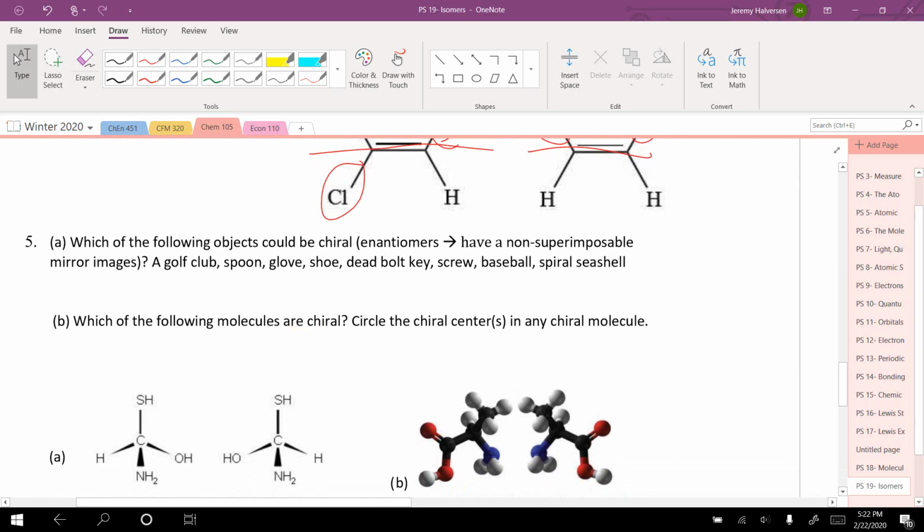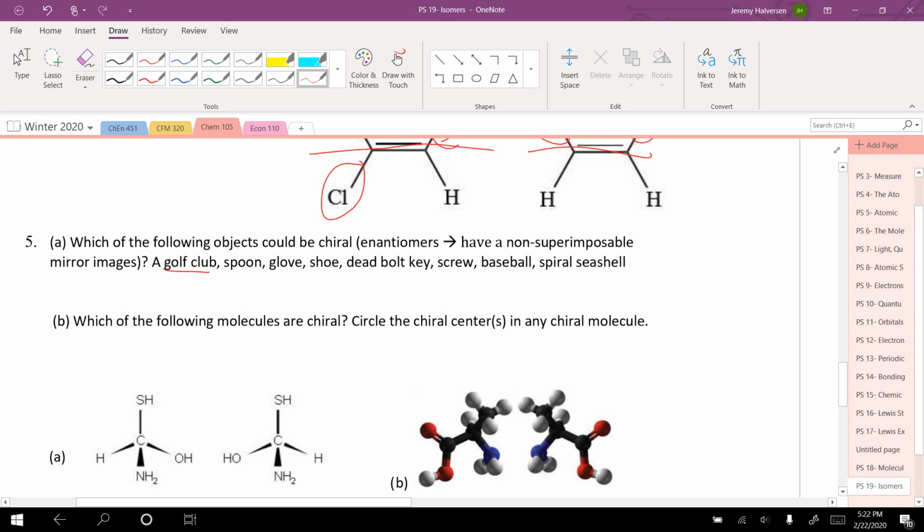Which of the following objects could be chiral? Okay, so remember, chiral means that if you take a mirror image, it's different. So if I take the mirror image of a golf club, well, that depends on what golf club you're talking about. Let's talk about a big driver, fancy golf club. If I take the mirror image of it, you're going to get a different thing. You can't turn that mirror image in any way that it could fit right on top of the original. So a golf club could be chiral.